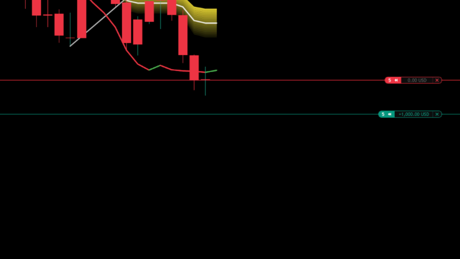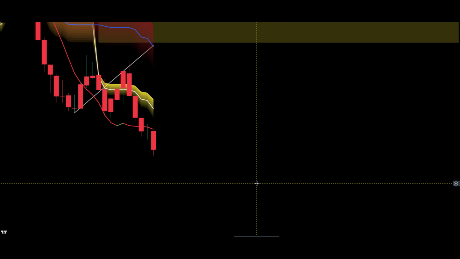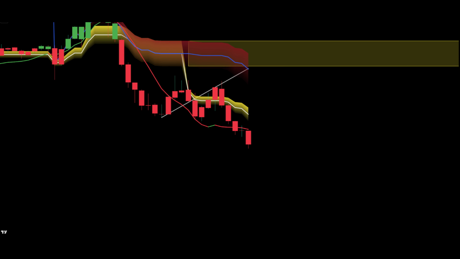Try to get my 40 ticks out of it, and there's your 40 ticks. So there would be $1,000 right there.